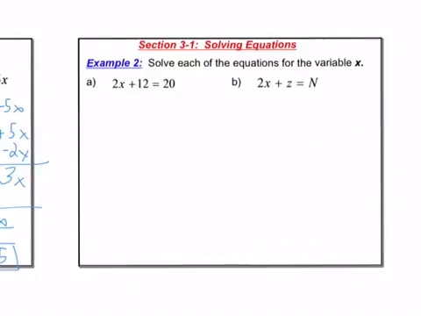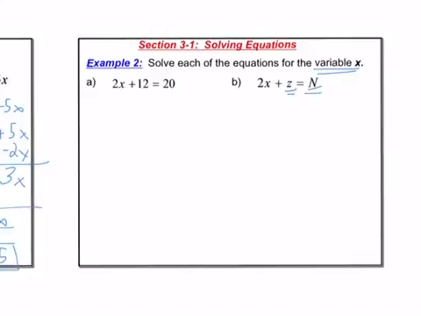Okay, picking up here with example 2, there are two parts to example 2, A and B, but they want you to use the same direction. What they talk about in the textbook here is solving for the variable x, which when you have an equation like 2x plus 12 equals 20, is pretty straightforward. In example 2b, though, we have multiple variables. So in the textbook, they call this solving equations with constants represented by letters. So instead of having 12 here, we have z, and instead of having 20, we have n at the end.